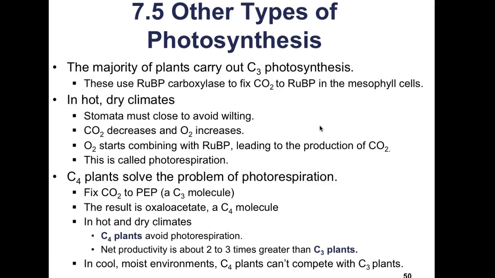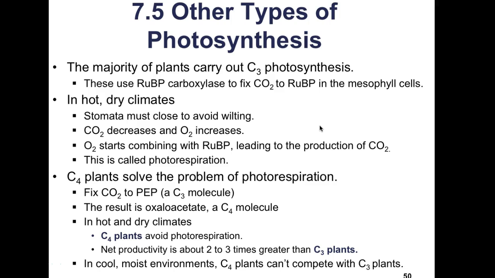Lastly, alternative pathways. The majority of plants do carry out the C3 photosynthesis or the C3 pathway, the Calvin cycle. These use RuBP carboxylase to fix CO2 to ribulose bisphosphate, and this will take place in the mesophyll cells. Remember, meso means in between, so the mesophyll tissue is found between the upper and lower epidermis of the leaf, which was discussed in the beginning of the chapter.